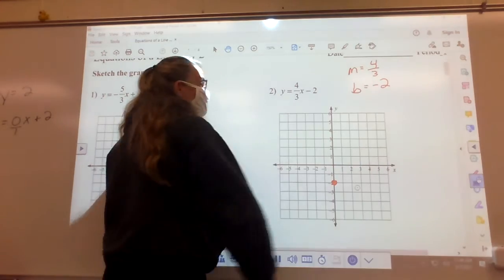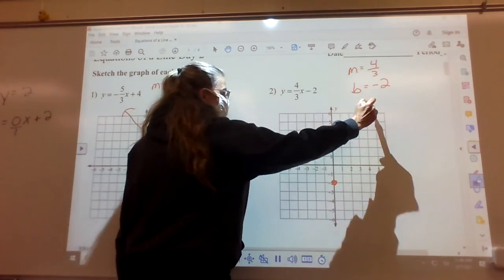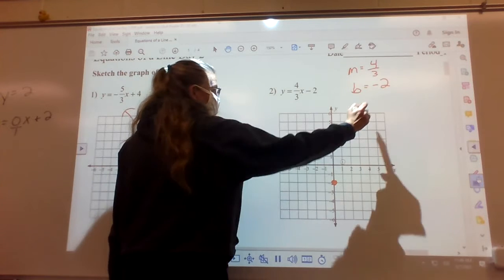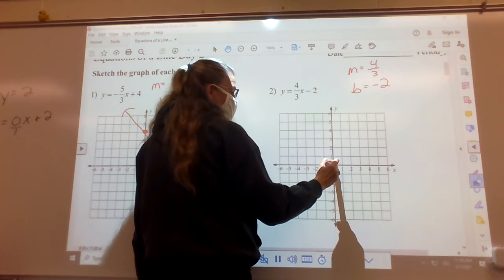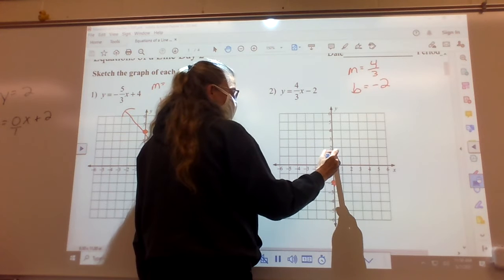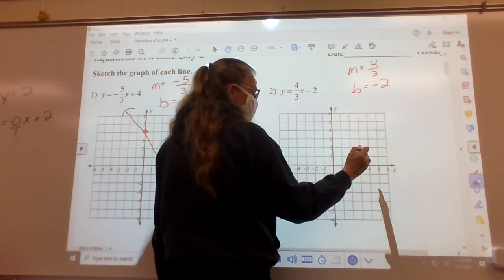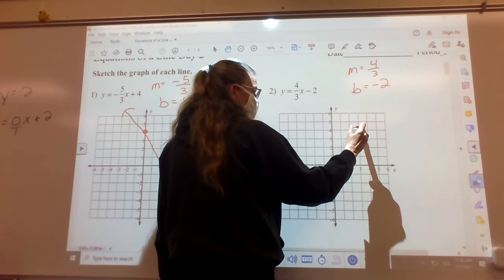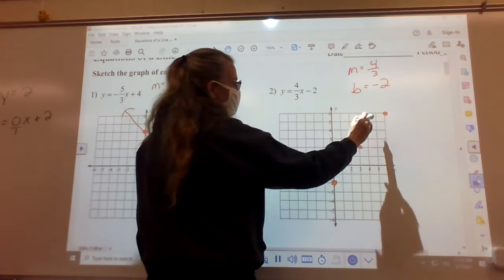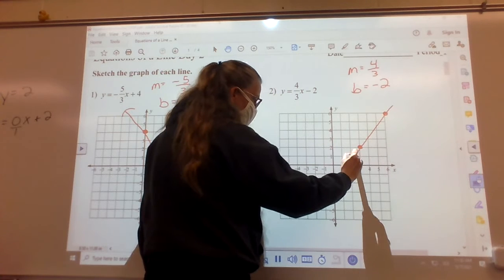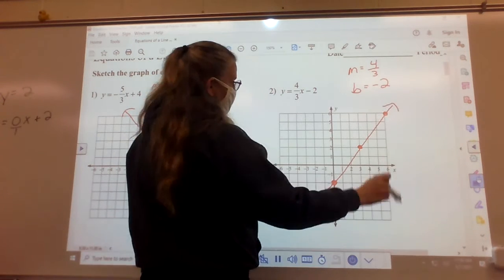Now, it's a positive slope. So since it's a positive slope, it needs to go this way because it's got to go uphill. So I'm going to go rise 4, run 3. Rise 4, 1, 2, 3, 4, run 3. 1, 2, 3. I'm going to go ahead and do it again just so I have more points so my line will be straighter. 1, 2, 3, 4, 1, 2, 3. You don't have to do it again. It just makes it easier for me to draw my line in. Hey, that didn't look too bad.